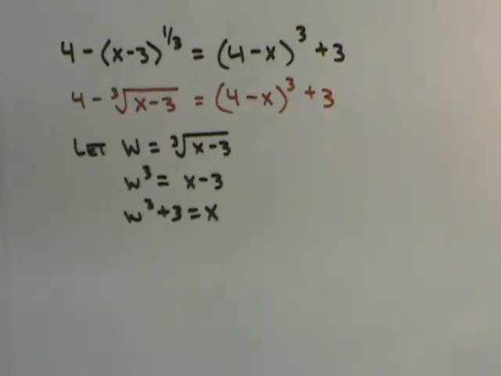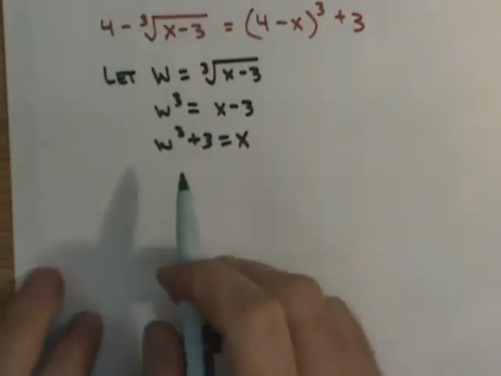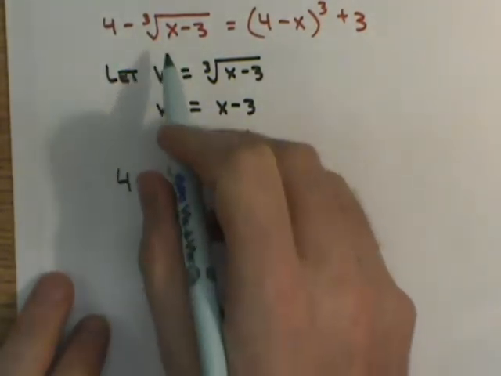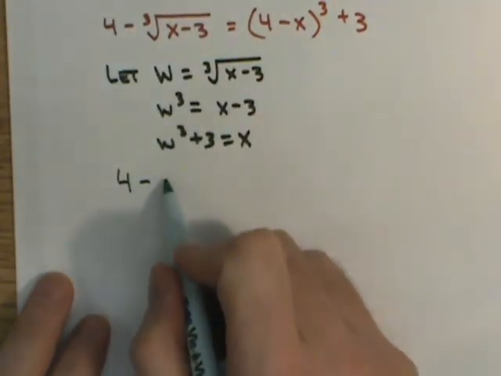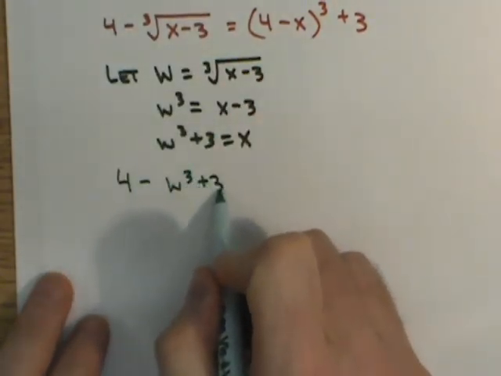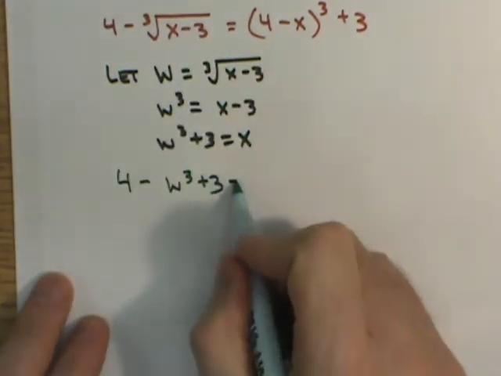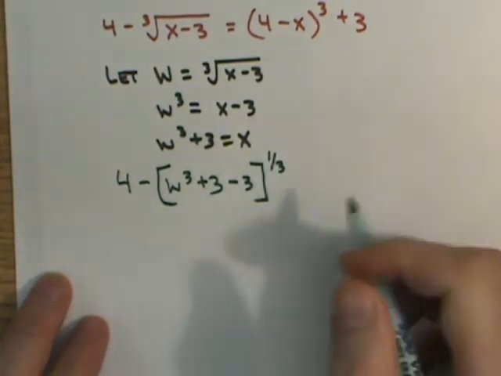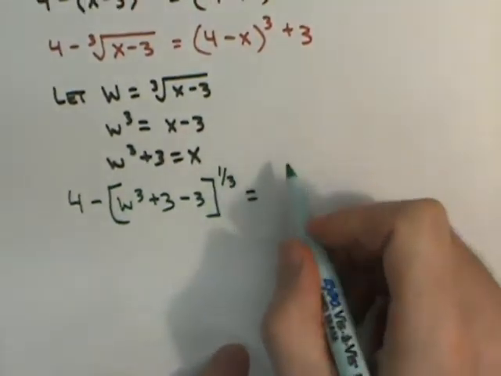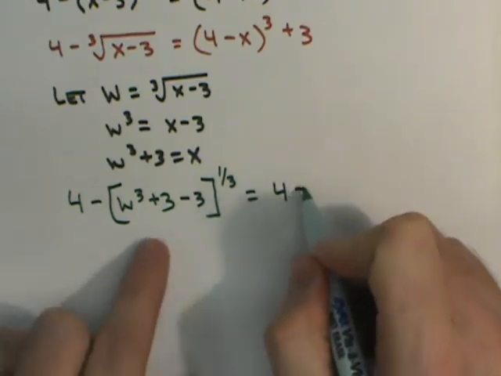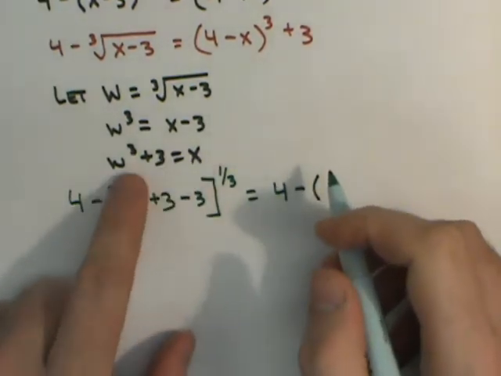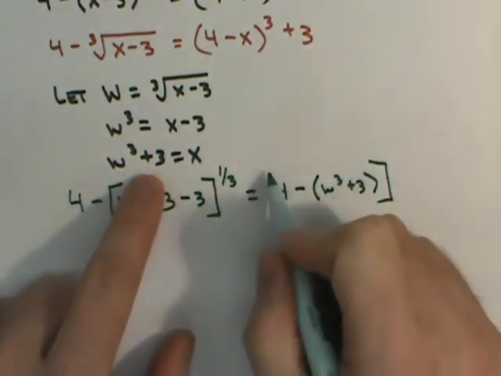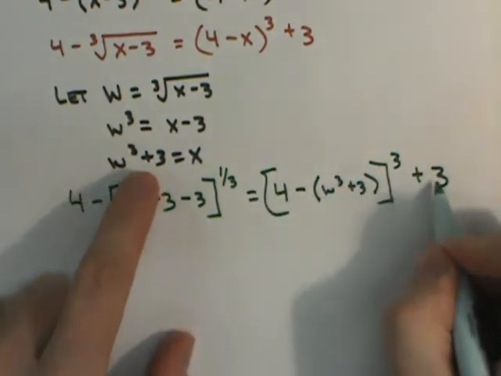Now the value of doing such a thing is that I can come back and rewrite all these things. So I have 4 minus, going back to the exponential form here, w cubed plus 3, replacing this x, minus 3, raised to the 1/3, equaling, and on this one I'm going to have to replace that as well, so I'll say 4 minus, I put my parenthesis here, x is the same as saying w cubed plus 3, and that was going to be raised to the 3rd power, plus 3.